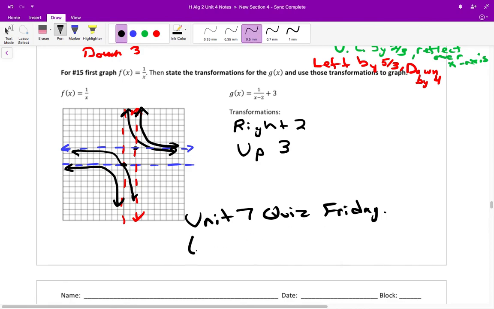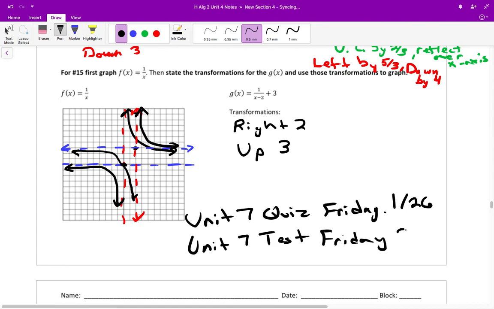And then I'm pushing Unit 7 test back by 1 day, and this will be the last time it gets pushed back. So Unit 7 test we are going to do on Friday of next week. So Unit 7 quiz will be on Friday of this week, which the date there, let's see, is going to be the 26th. So this is 1/26 here for the quiz. The Friday for the Unit 7 test is going to be on February the 1st.